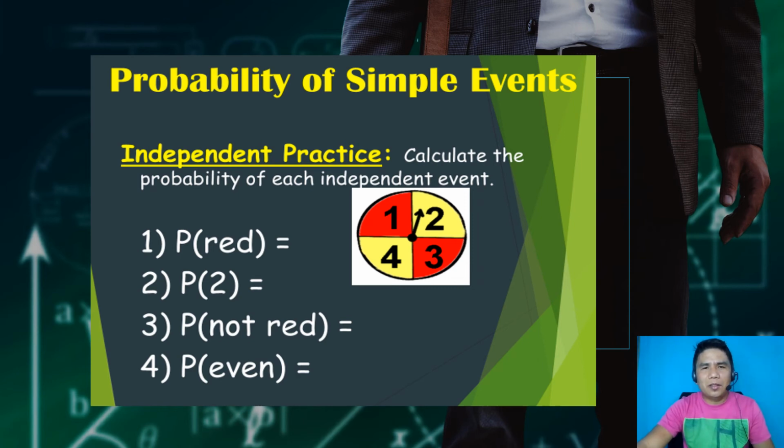Now, what is the probability that it would be a 2 if you spin it? So it's 1 over 4 in fraction form, or 25%.